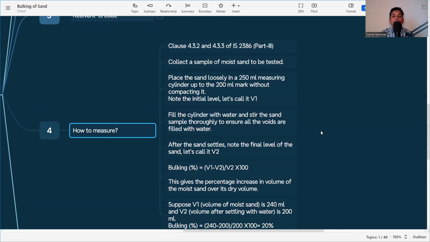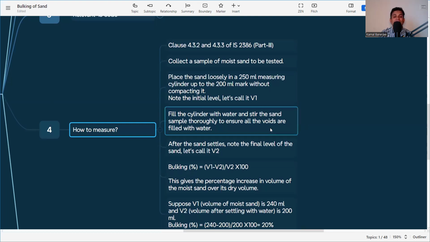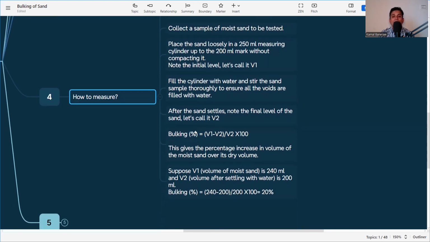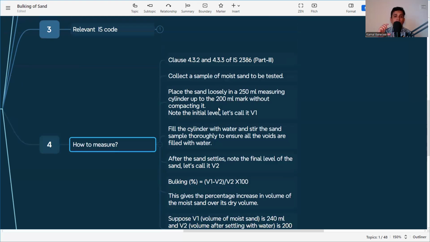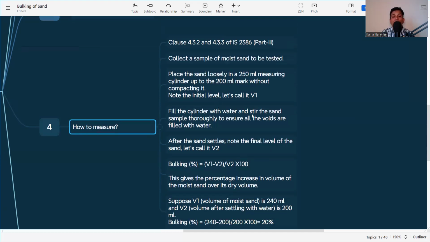Now what we need to do? Fill the cylinder with water and stir the sand sample thoroughly to ensure all the voids are filled with water. Next, after the sand settles, note the final level of the sand. Let's call it V2. So first, we have taken the 200 ml sand in the cylinder, then poured the water, stirred it, and then let the sand settle. Then again, we measure the level, V2.